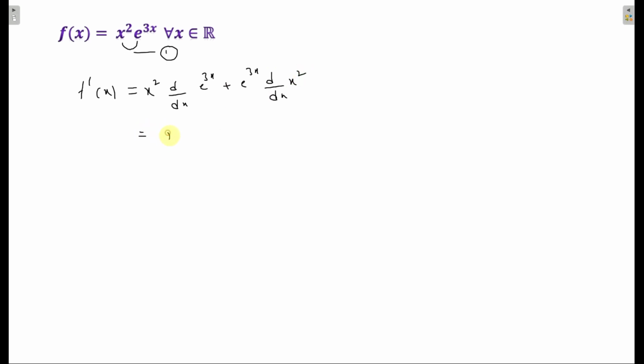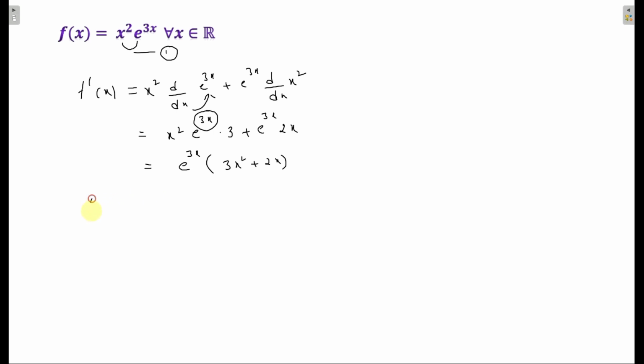On simplification I will get x square, derivative of e power 3x is e power 3x, again we write the derivative of 3x here, that is 3. E power 3x, x square derivative is 2x. Overall I can take e power 3x common here. In this case I will get e power 3x into 3x square plus 2x.